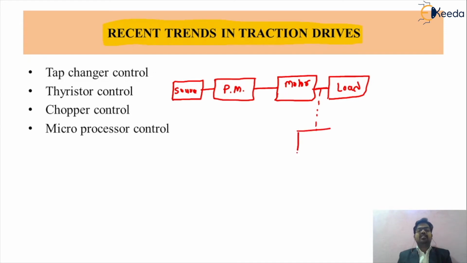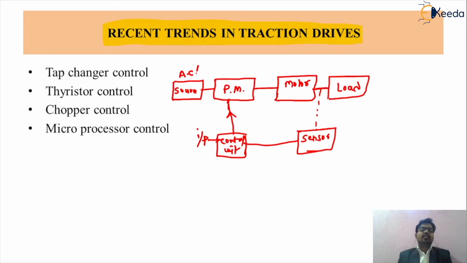So we are using the sensor, and from the sensor we are connecting one device that will be called the control unit, and we are giving the input command to the power modulator. So in concern with the traction drive, the source may be AC or DC. The power modulator will be according to our requirement. Sometimes we are using the power modulator as a rectifier, sometimes we are using a chopper according to our requirement.